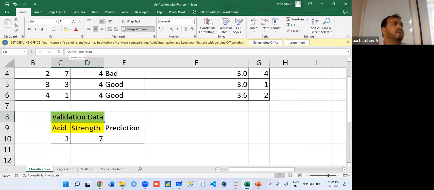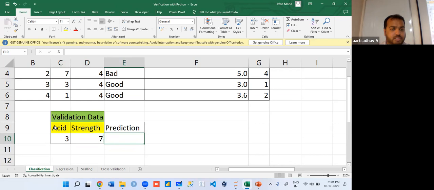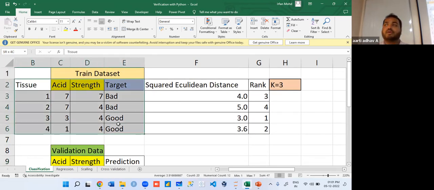Or you can say live data or test data, depends on you. I've given the name as validation. I need to predict what is the chance that this combination tissue will be a good tissue. Ye clear ho gaya? Now, this is my data, which I have to predict for, and this is a given data. Data set concept clear? Anyone have any questions? Please ask.